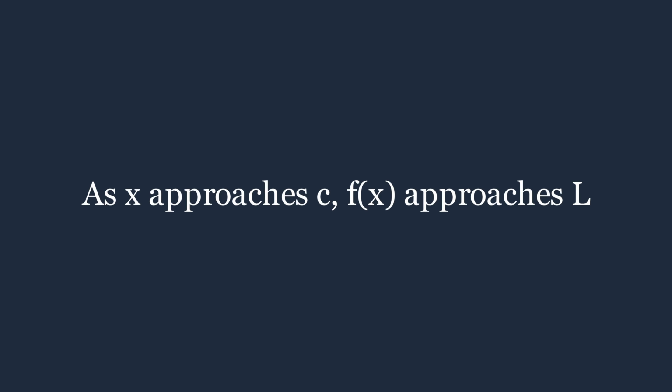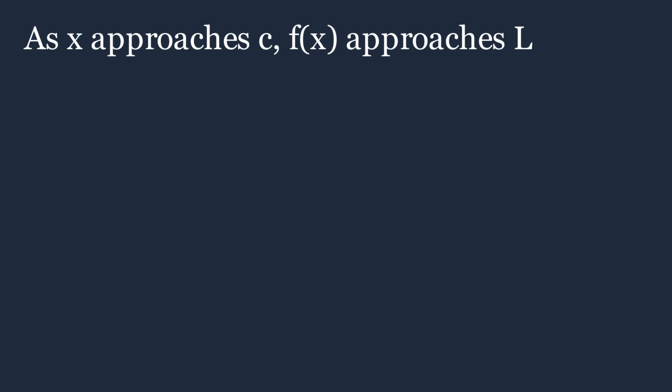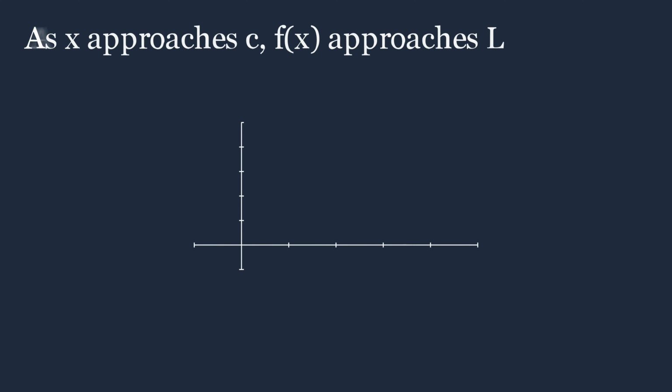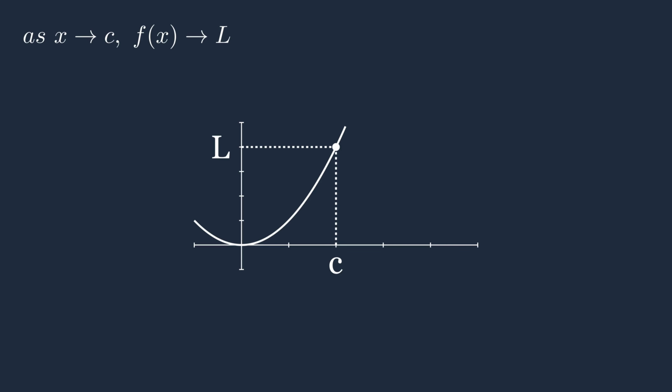Now, we say this as the limit as x approaches c for f of x is L, or less mathy, as x approaches c, f of x approaches L. Where f of x is our function, c is the x value that the points approach, and L is the y value that the points approach. Look again, with the dotted lines showing the dots approach L from the left and right.